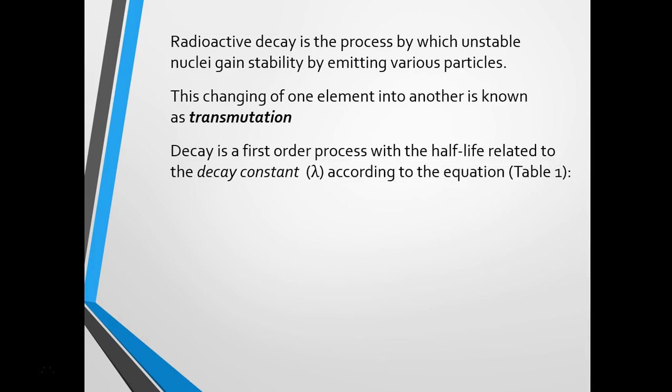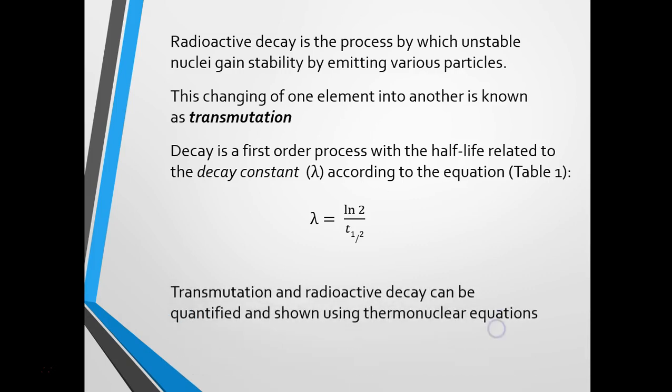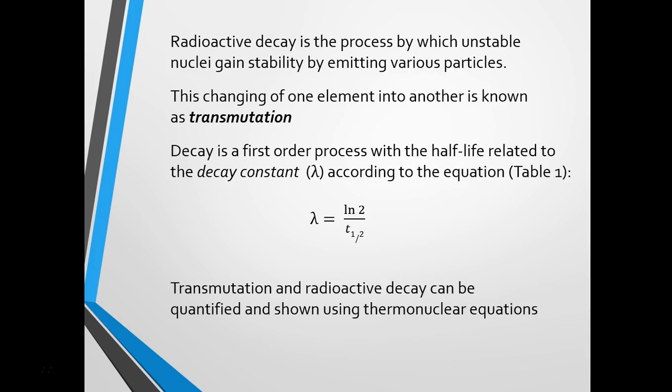So for you HL students, radioactive decay is a first-order process, and the half-life is related to what is known as the decay constant. And that follows this equation in Table 1, where the decay constant will be equal to the natural log of 2 divided by T1/2, which is a way of representing half-life. So transmutation and radioactive decay can be quantified using those thermonuclear equations that we looked at before.